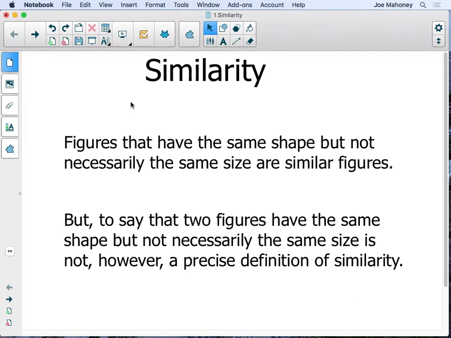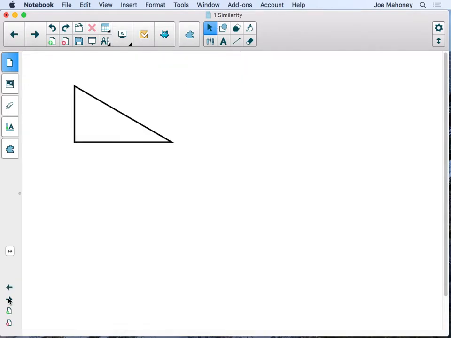So we're going to talk about similarity, and specifically figures that are similar to each other. It's pretty common for people to say that similar figures have the same shape, but not the same size. And those are similar figures. While that's a good way to think about it, I think it's better to come up with something a little stronger than just same shape, different size.